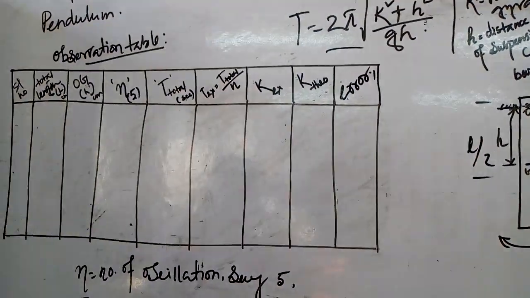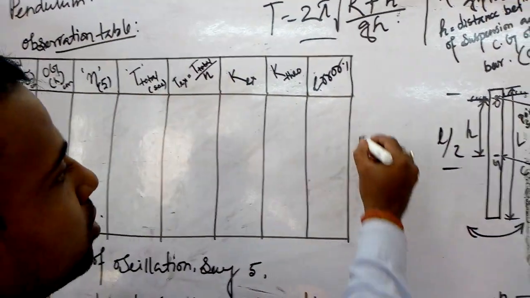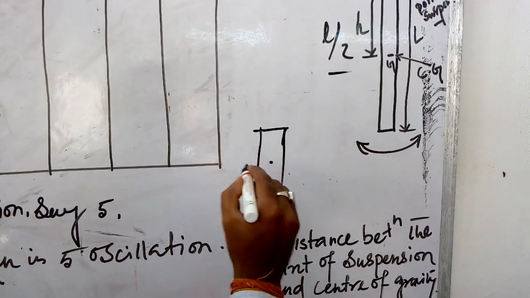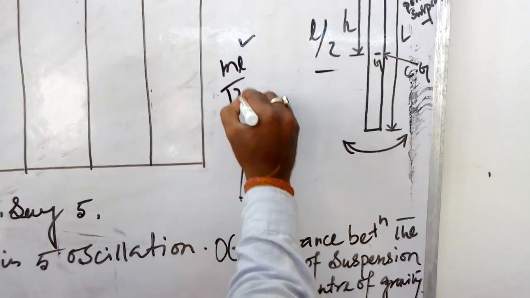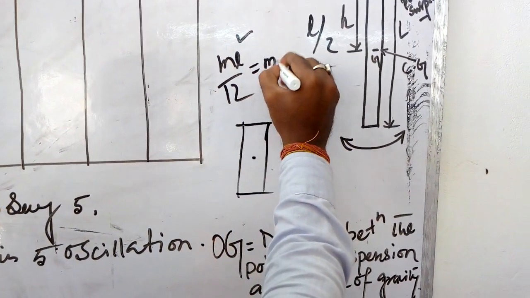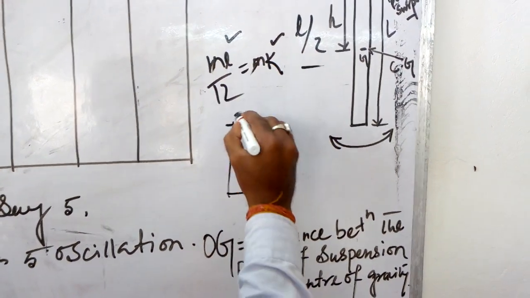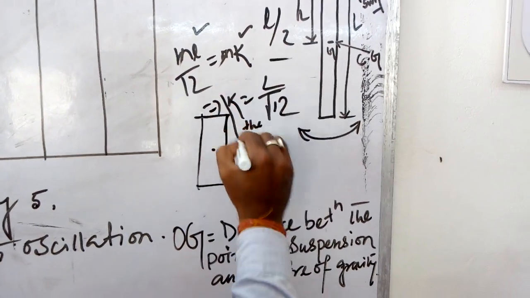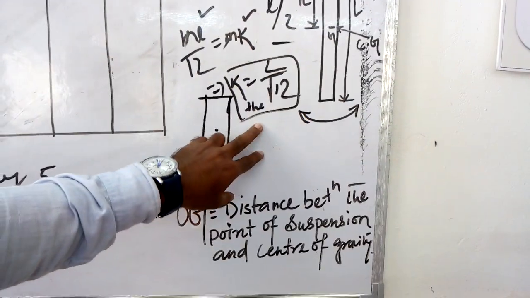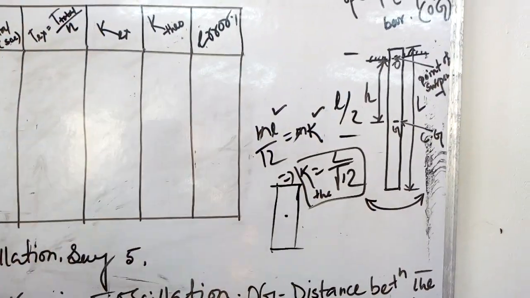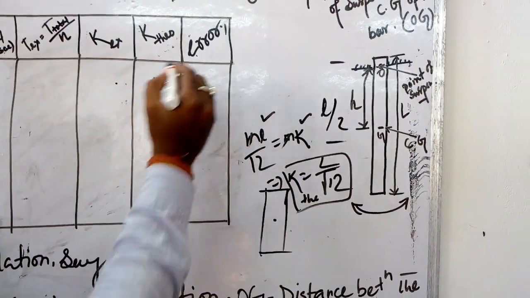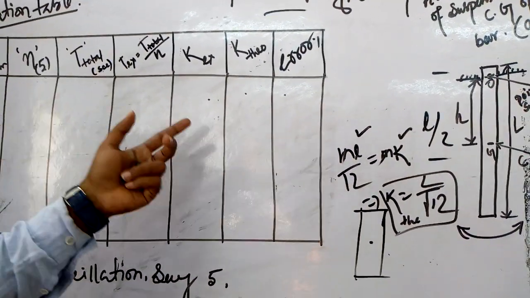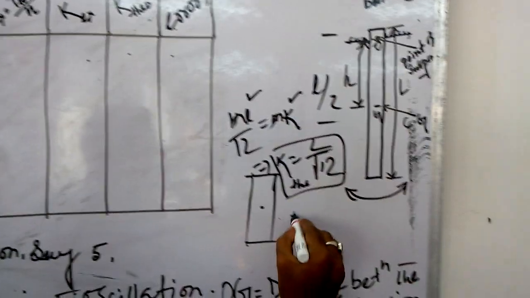Now how will you find the K theoretical? We know the moment of inertia of a rectangular bar about its center of gravity is ml square by 12, which equals mk square. So m will be cancelled out, and k will be L by root 12. This is your K theoretical. By this formula we will find K theoretical and validate the answer, that means we will find the error percentage. Here we are calculating K. By using this K we can also find the moment of inertia of this bar.